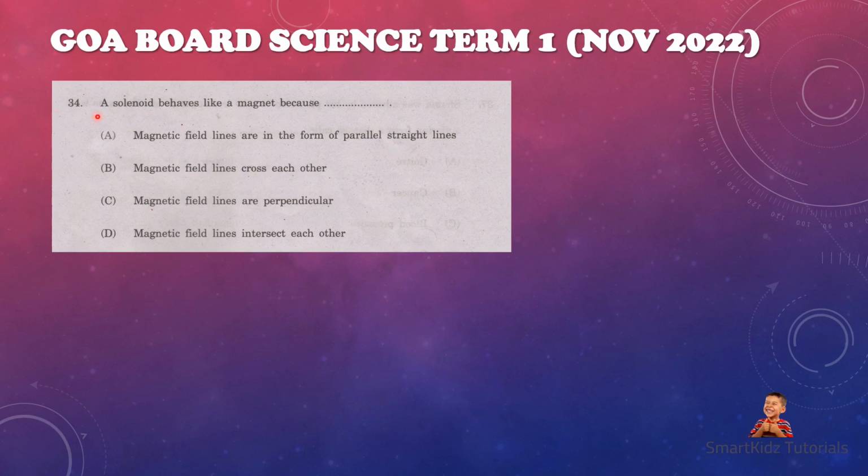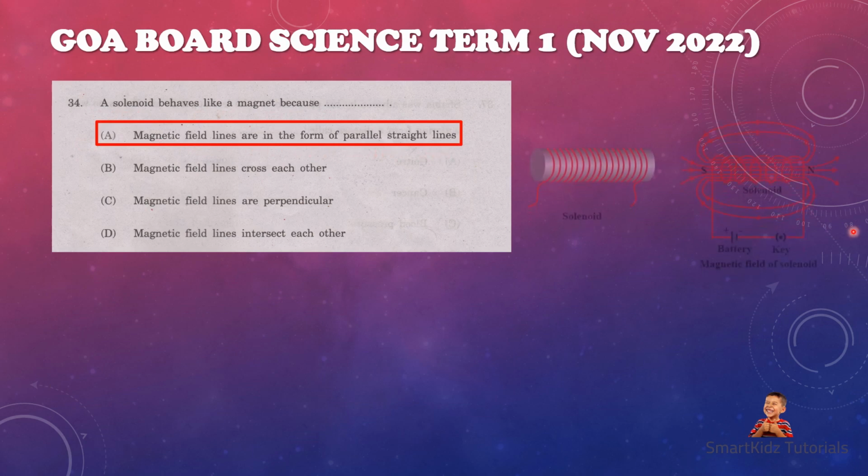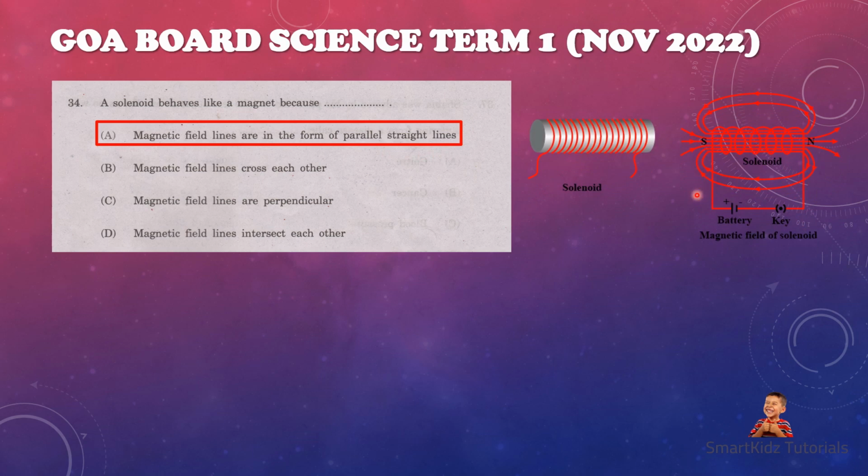34th question. A solenoid behaves like a magnet because magnetic field lines are in the form of parallel straight lines. So you have over here a solenoid, and it's referring to the part inside the solenoid where the magnetic field lines are straight. Not the ones outside, but the ones inside the solenoid. They are representing straight parallel lines.